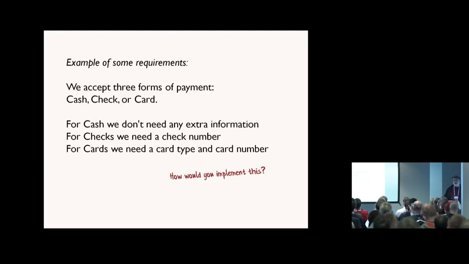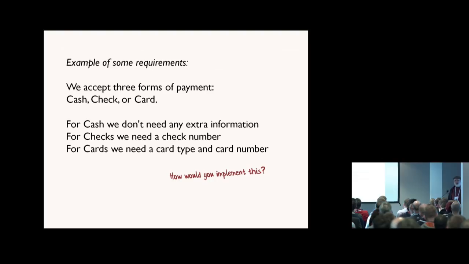Okay, so here's a real-world thing. We need to accept payments for my business. Let's say we take three forms of payment. We take cash, check, or credit card. For cash, we don't need any extra information. For checks, we need a check number. For credit cards, we need a credit card type and a credit card number. And I'm going to have to change this example because in the future, checks are kind of going out of fashion. But anyway, I'll replace it with PayPal or Bitcoin or something.